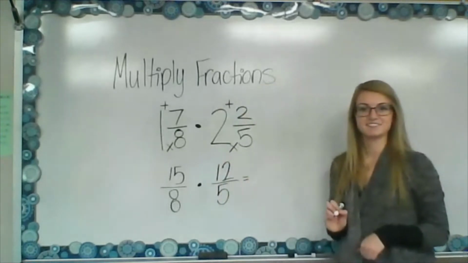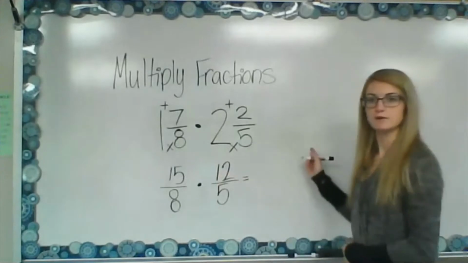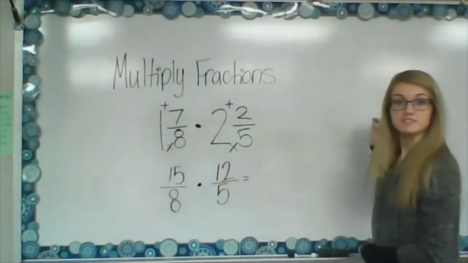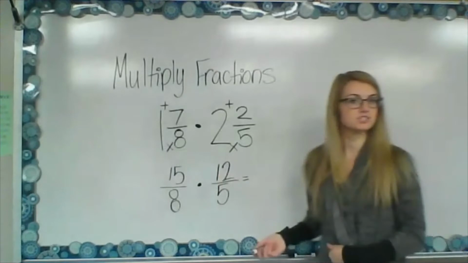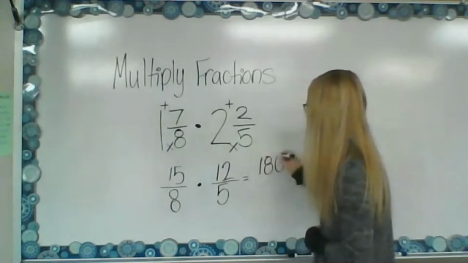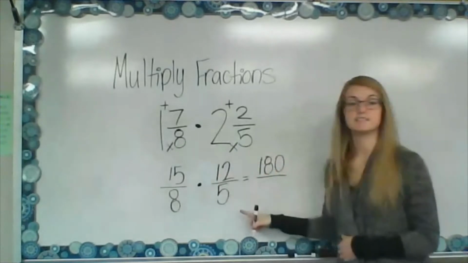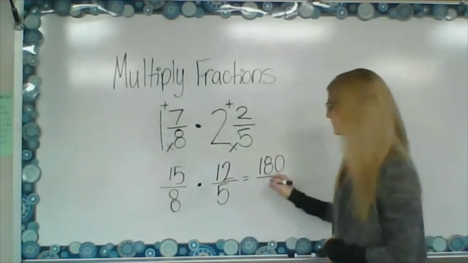Okay, next thing we're going to do 15 times 12. If you're not sure what that is, you could come over here, do 15 times 12. You could use your multiplication chart. I know that it's 180, so I'm just going to write 180 as my numerator. And then what's 8 times 5? 40, we know that.